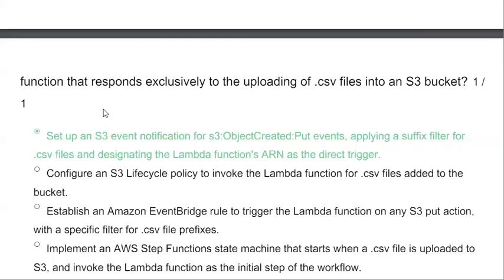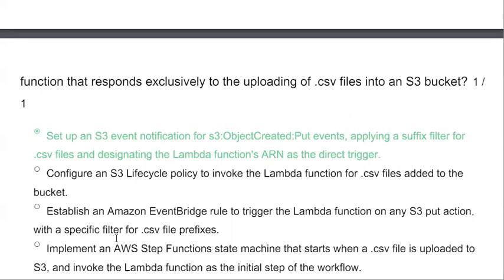Whenever an object is uploaded into S3, first we need to identify that, right? We identify it by using events, the S3 object create put event. By using this, we can identify that event. After that, we can apply a suffix filter and identify whether the file extension is .csv or not. If the file extension is .csv, then we trigger the designated Lambda function, right? Yes. So this is the correct answer.